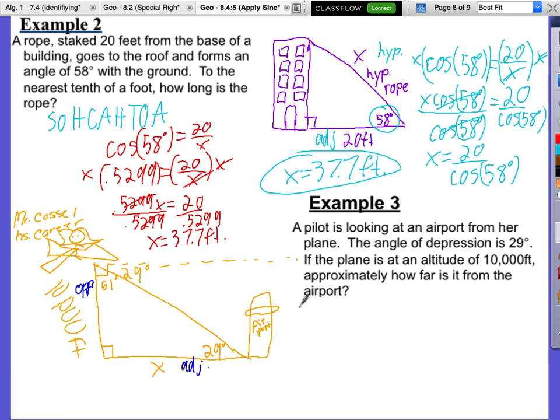Josie, how would we set this up? Tangent of 29 degrees equals the answer. Okay, going back to SOHCAHTOA, if it's opposite, it would be 10,000 over x. Very good. 10,000 over x. Opposite over adjacent. SOHCAHTOA is going to help us out here.